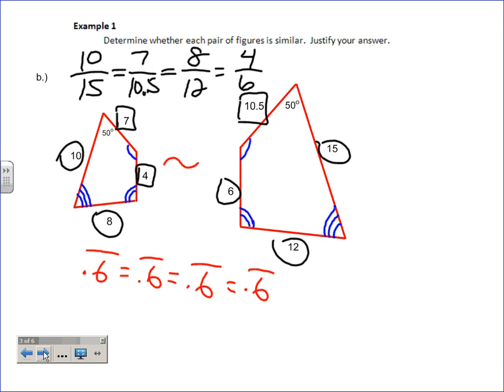Will it be 0.6 if you do it that way? No, it's going to be 1.5 if you do it that way because it'll be 3 over 2. But they will all say 1.5 if you do it the other way. So it's okay as long as you follow the pattern.